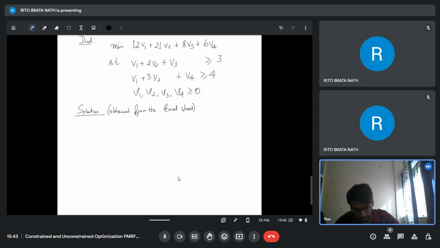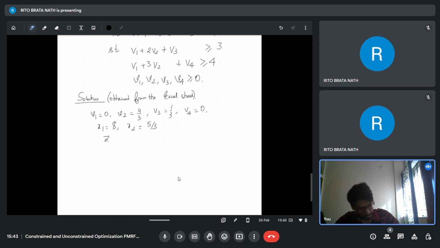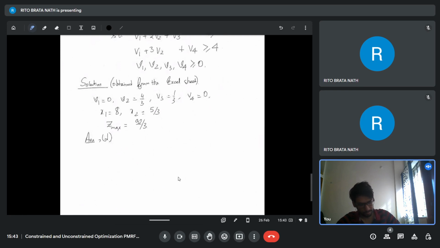Okay, so the solution is V1 equals 0, V2 equals 4 by 3, V3 equals 1 by 3, V4 is 0, X1 is 8, X2 is 5 by 3, and what you have is Z max is 92 by 3. So your answer is 80. So this is the answer. So that's 6. Problem 6 is fine.